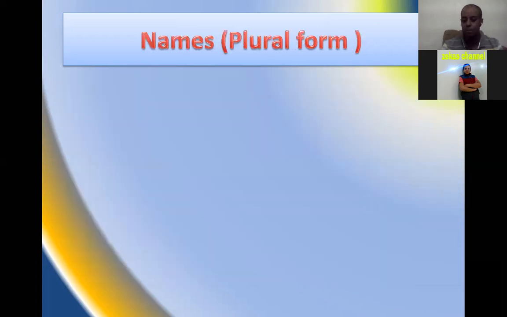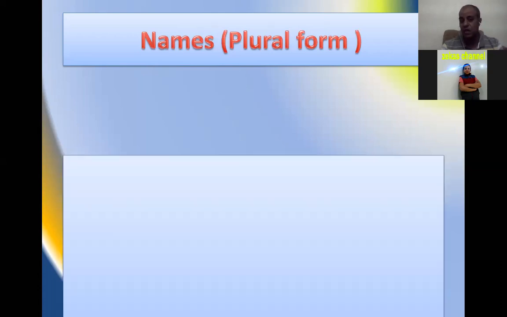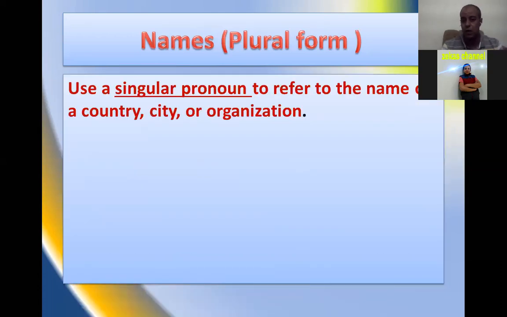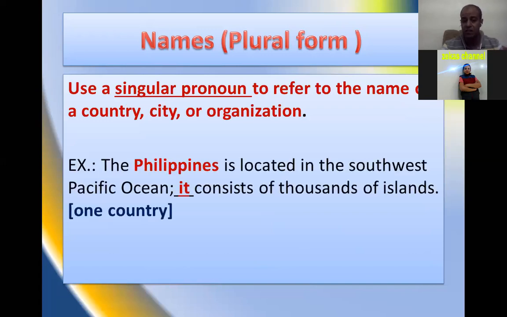Finally, we have some names in plural form. Especially in these cases, we use proper nouns, for example, the names of cities or countries or organizations. So you have to use the singular pronoun to refer to them. For example, "The Philippines is located in the Southwest Pacific Ocean. It consists of thousands of islands." Because "it" refers to Philippines as its antecedent. So it refers to the Philippines as one country. So we have to use "it" as a singular pronoun.